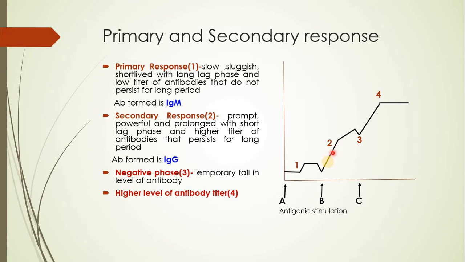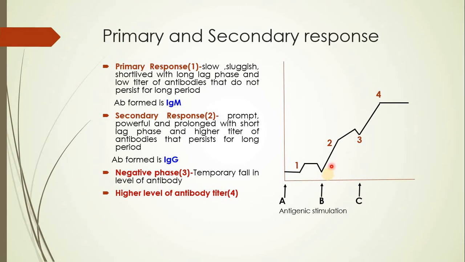The reason here is because there are already sensitized cells, which are immunocompetent memory cells, and these memory cells will come into action, leading to synthesis of antibodies. As a result, the titer will immediately rise. So this second response of antigenic stimulation will lead to secondary responses, which is very prompt, powerful, and long lasting.